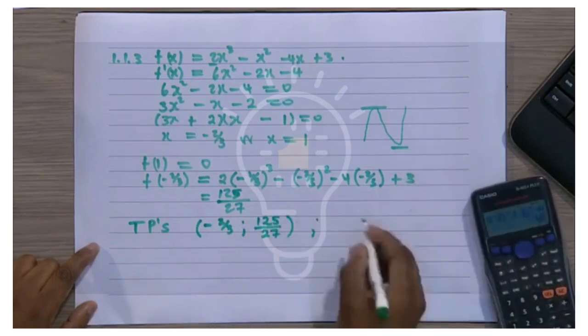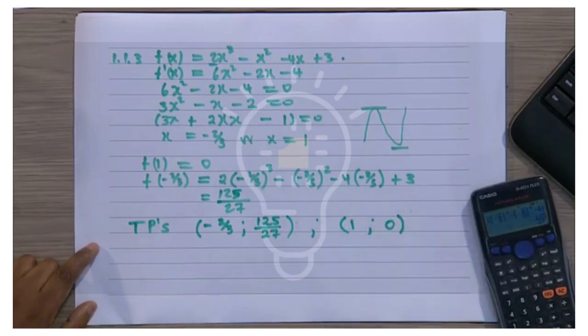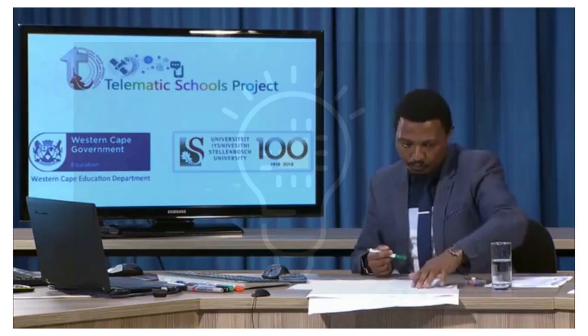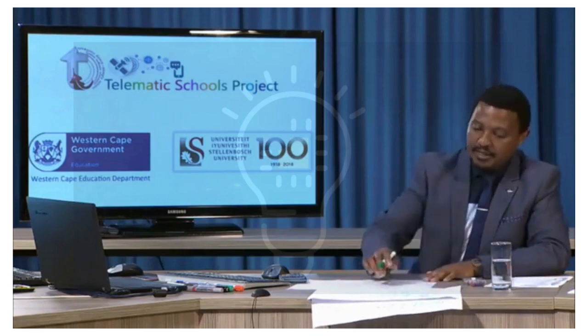And again, when x was 1, the corresponding y value is 0. So those are our coordinates for the turning point. That's where our function will be having the turning points or the stationary points. So we are done with the point where our turning points are.